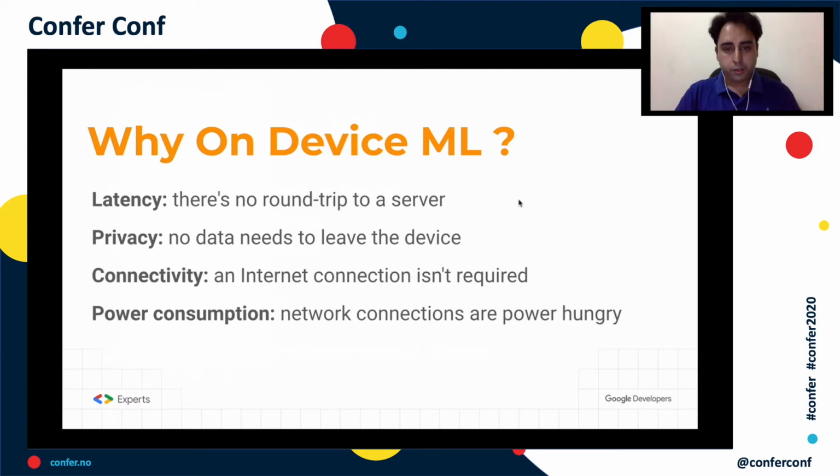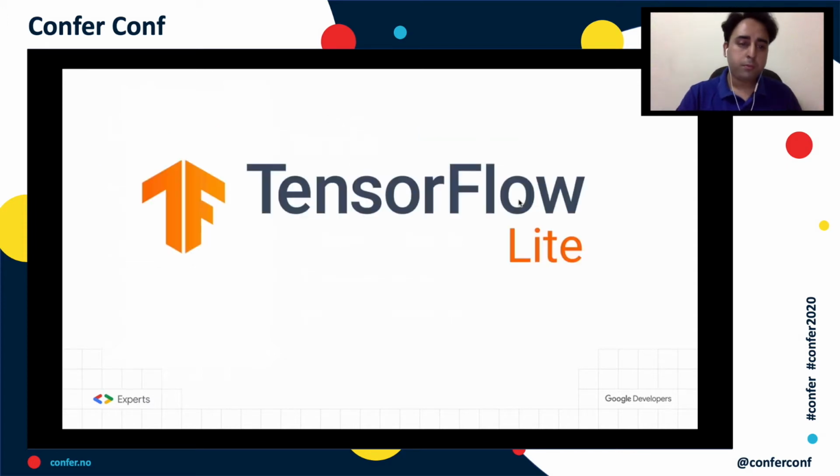And connectivity: since these deep learning models are on device, there is no requirement of an internet connection, so these applications can run offline. And since network connections are very power hungry, this leads to lower power consumption compared to applications that need to talk to a server for inference. All this on-device machine learning activity can be done using a framework called TensorFlow Lite. So let's talk about TensorFlow Lite.